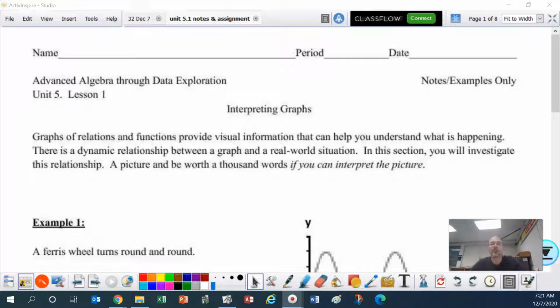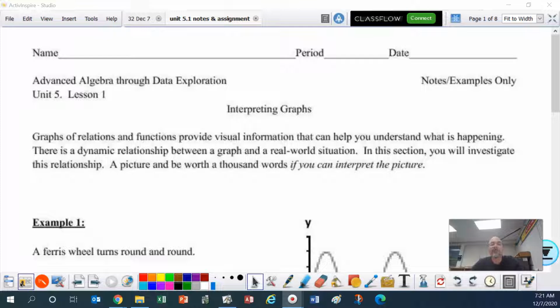We are starting Unit 5. Now, Unit 5 is a little longer unit. It's actually 10 lessons, but we're going to do the first 5 lessons and then take a test on that, and then take a test on the last 5 lessons, because 10 of them, that's a lot of lessons before we do an assessment. So this first lesson, ladies and gentlemen, is on interpreting graphs.